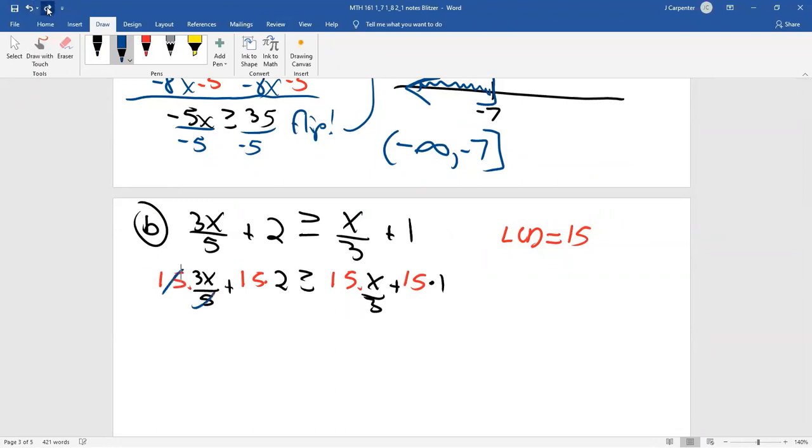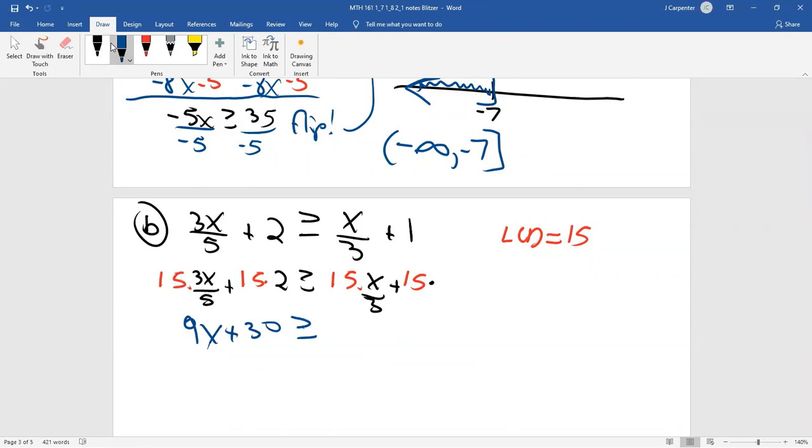So again, the 5 and the 15 reduce to a 3 in the top. Then that 3, the blue 3, times the black 3 would give us a 9, and the x we're still stuck with. So that's now going to be 9x after reducing it. Again, 5 goes into 15 three times. 3 times 3 is 9. Plus, the 15 times the 2 is just 30, no reductions, greater than or equal to.